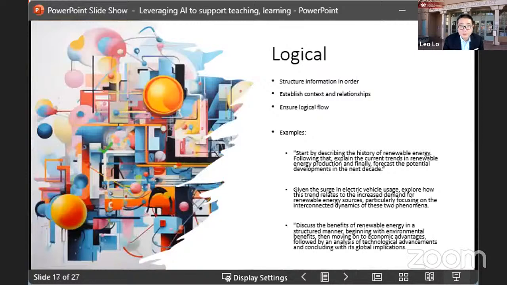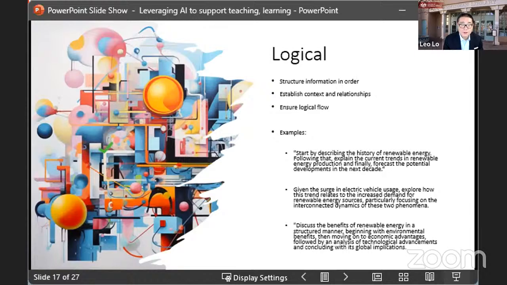The second thing is to structure information in order to be logical. This approach of conveying information is like building a house brick by brick. Each piece has its place and purpose. So when crafting prompts, we should arrange our questions or statements in a manner that builds upon itself, creating a logical progression of ideas. This helps in creating a narrative that AI can follow easily, reducing the chances of receiving jumbled or incoherent responses.